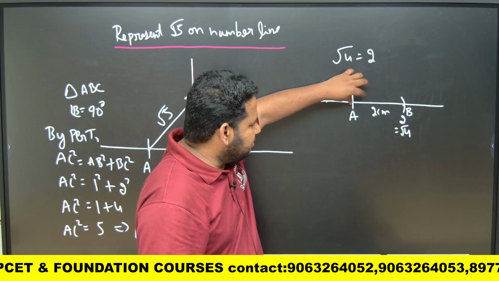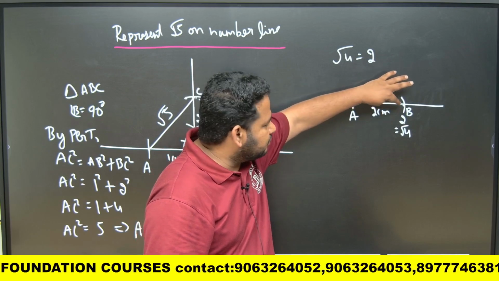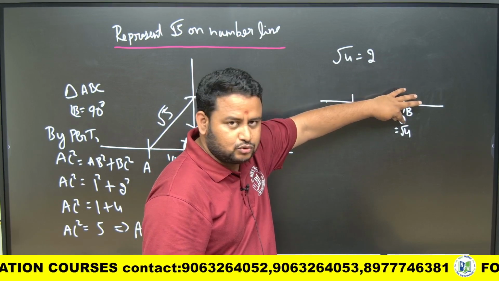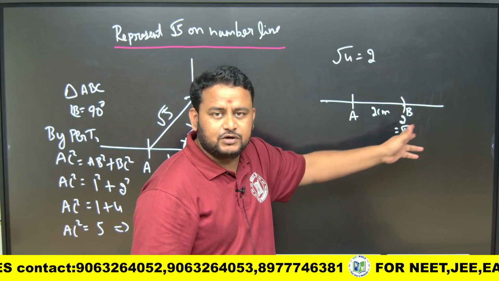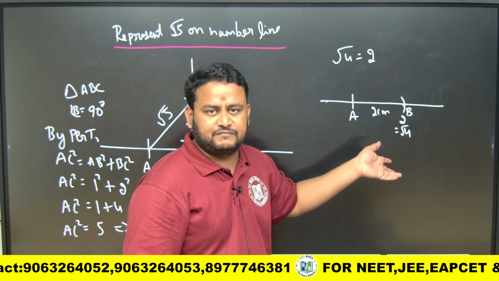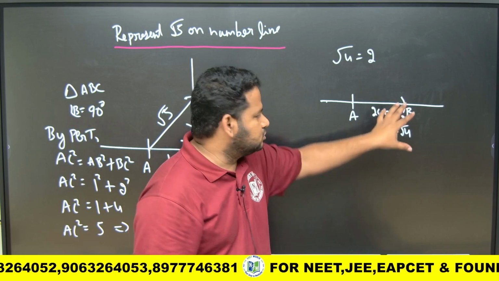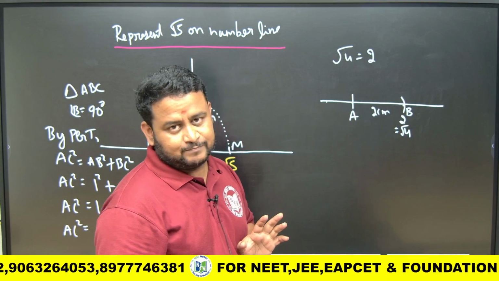So take point A, from here you draw an arc of 2 centimeter, you will get it as B. This 2 is nothing but equal to root 4, because the value of root 4 is 2. 4 is a perfect square, so under square root it will become 2. So directly you can represent root 4 like this. But what about root 3?